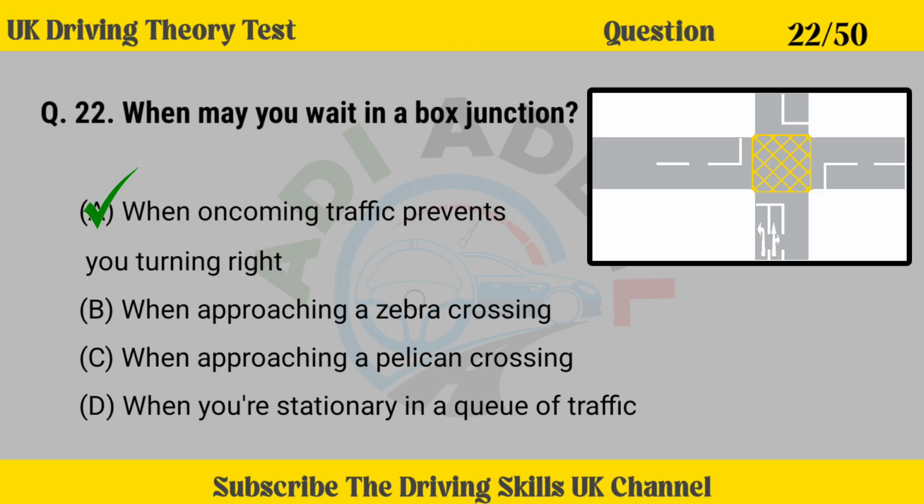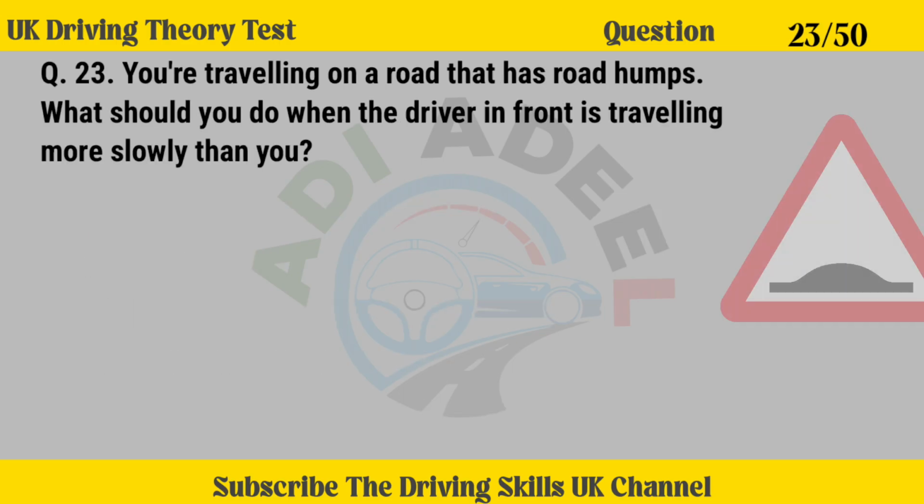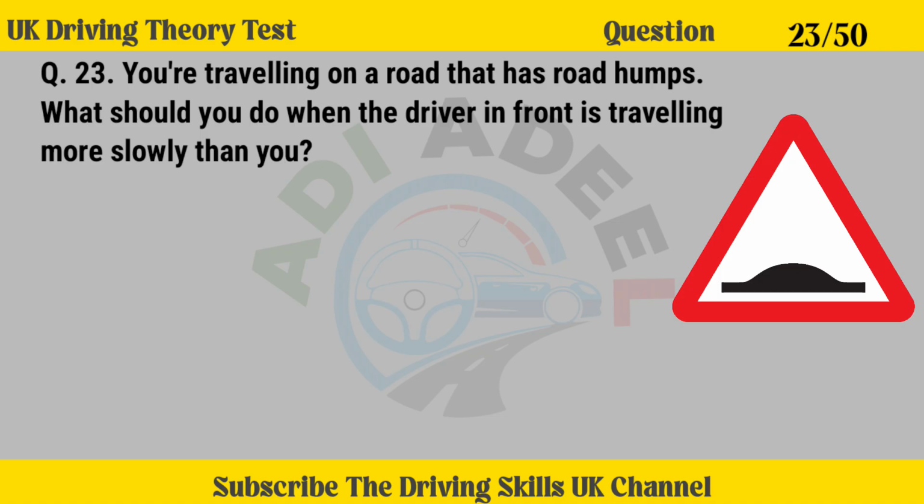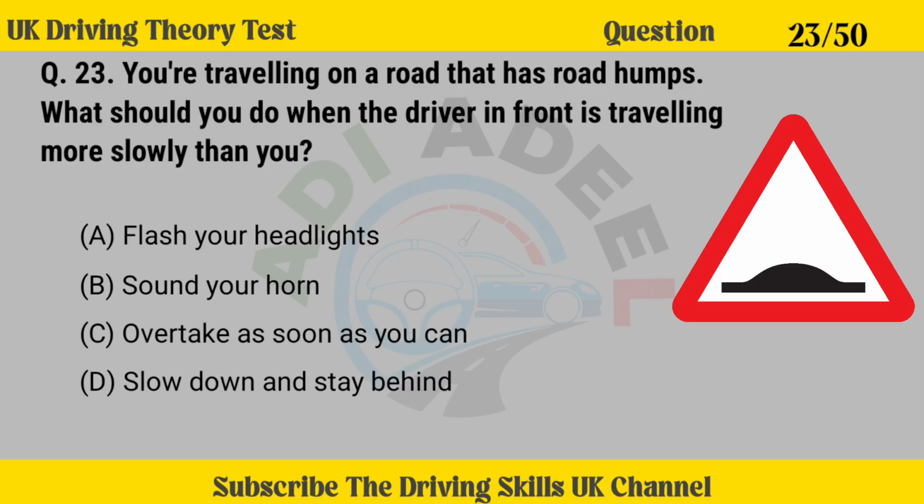The right answer is A. When oncoming traffic prevents you turning right. Question 23. You're traveling on a road that has road humps. What should you do when the driver in front is traveling more slowly than you? A. Flash your headlights. B. Sound your horn. C. Overtake as soon as you can. D. Slow down and stay behind.